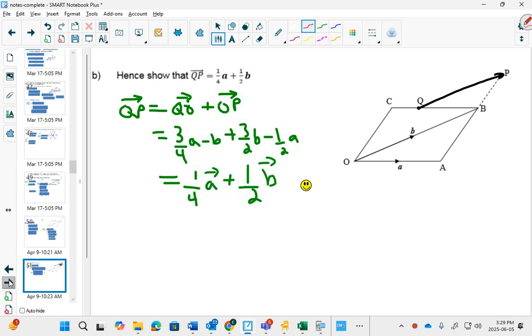1/4 of A, I'm going to draw a 1/4 of A, and half of B. Let's see how that works. If we start with this one. It's close. I feel. And we get a result.